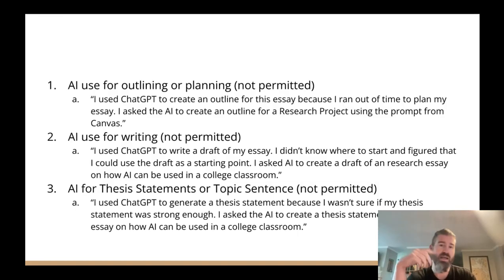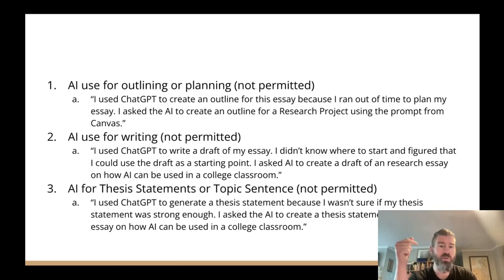So you might say, I used AI to create an outline for this essay, and I asked it to create an outline. AI use for writing is not permitted. I think this is the one that most instructors are worried about. So asking AI to draft a copy of your essay is not permitted. If you did, I still want you to include that at the end. You're going to be better off in the long run if you're transparent about it, upfront with it.